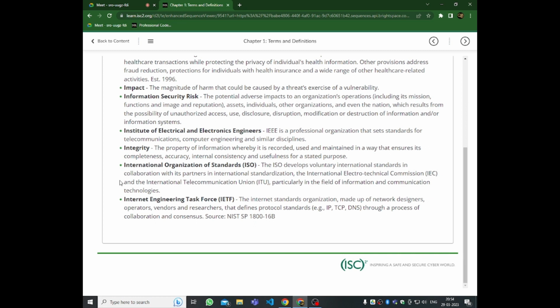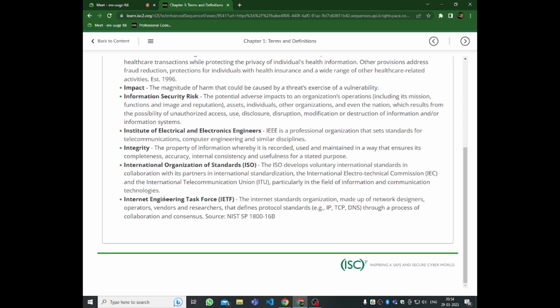And the next is ISO, the International Organization for Standardization. The ISO develops voluntary international standards in collaboration with its partners in international standardization, the International Electrotechnical Commission and the International Telecommunication Union, particularly in the field of information and communication technologies.